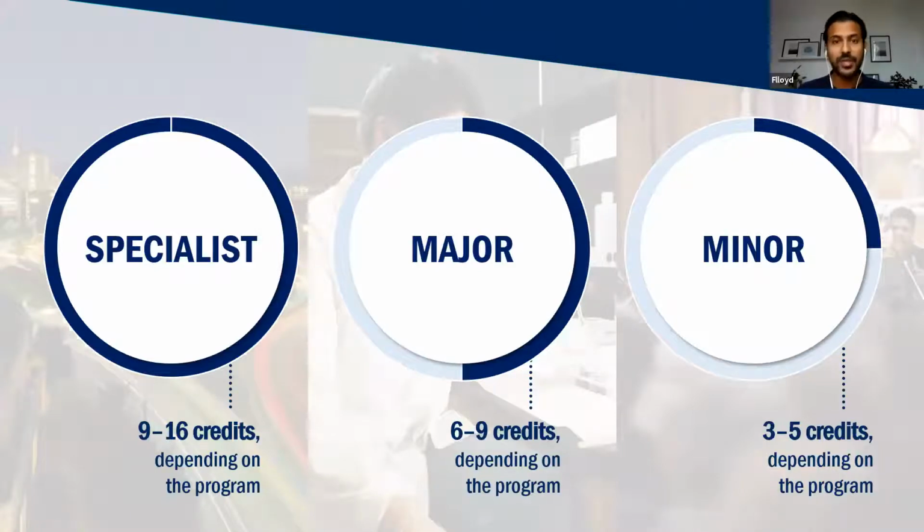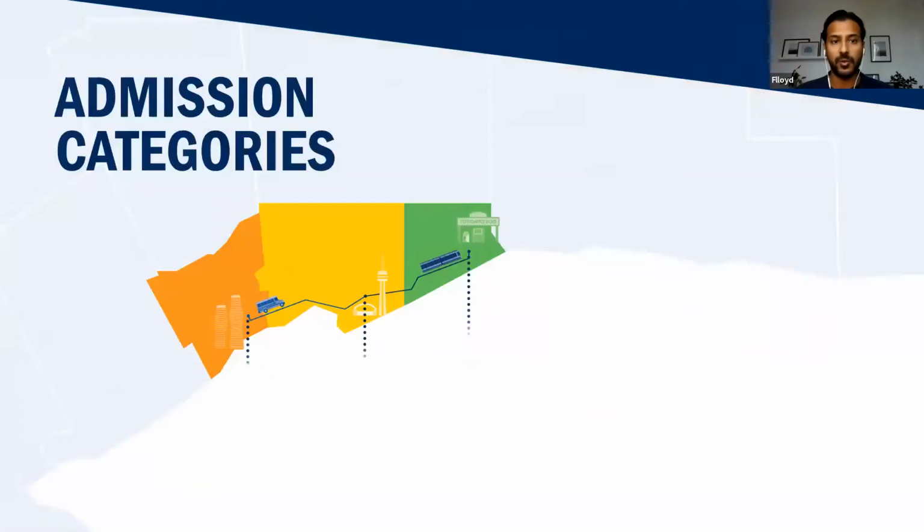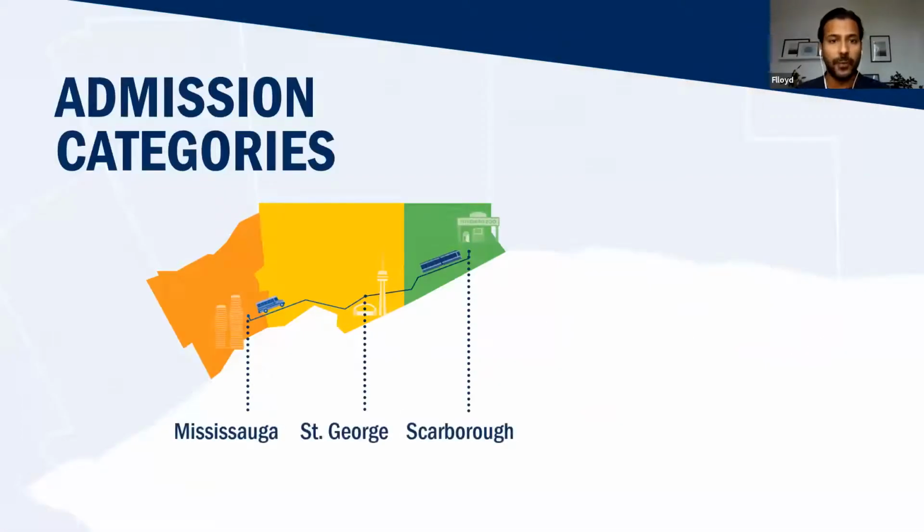Applying from high school, you still need to know or have an idea of what direction you want to go in. You don't have to know exactly what you want to do. That's exactly what first year is for. Now, the first step in exploring programs at U of T is to look at program areas. We refer to them as admissions categories or admission categories.